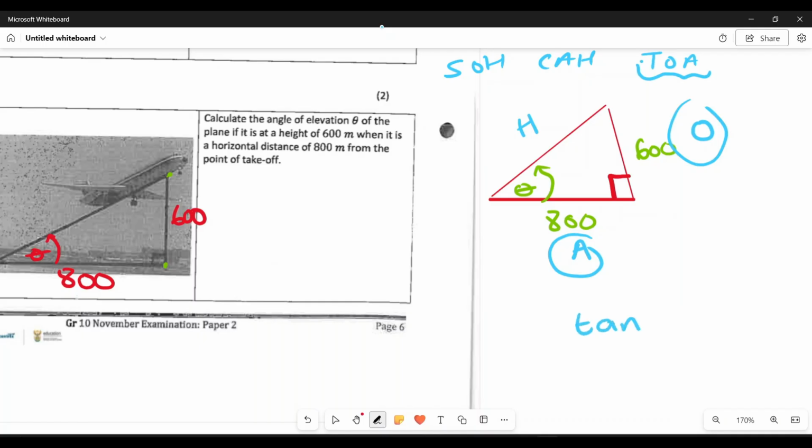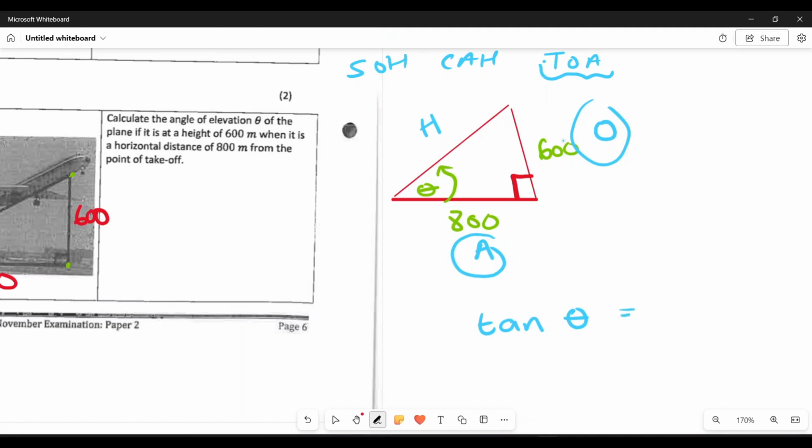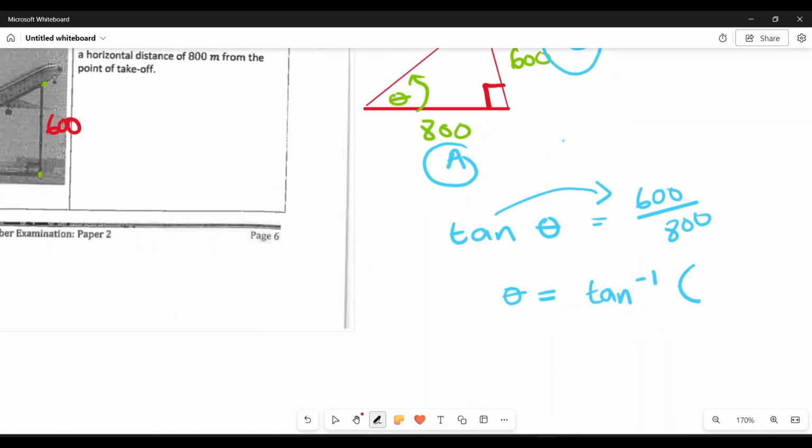So tan of our reference angle in this case is going to be equal to my opposite, which is 600, divided by my adjacent, which is 800. To find this reference angle, I can take the tan to the other side. So theta equals the inverse of tan. You press shift tan to get this, then 600 over 800. When you punch this into your calculator, you're going to get your angle of elevation, which is what you were looking for. If I punch this into my calculator, I get 36.87, rounding off to 2 decimal places.